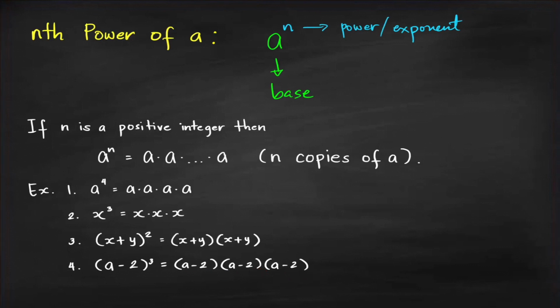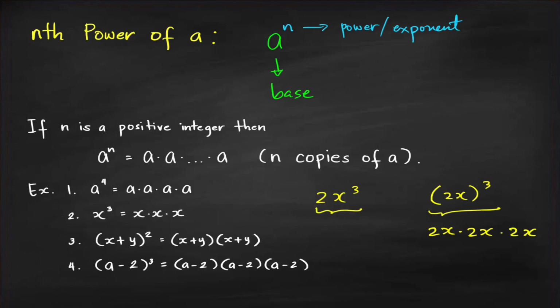Let us consider the two expressions, 2x cubed and the cube of 2x. In the second expression, it is clear what the base is. The base is 2x, so this means that we need to multiply 3 copies of 2x: 2x times 2x times 2x. In the first expression, the base of the power 3 is not 2x, but only x. So this is equivalent to 2 times 3 copies of x. It's clear from this expansion that the two expressions are not equal, because the first expression has only one copy of 2 in the product.